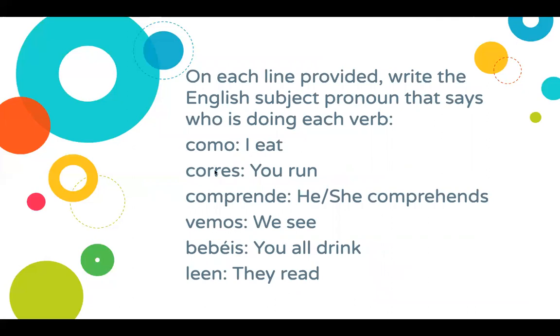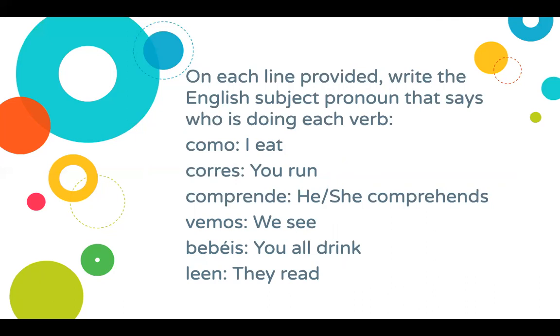Your answer should look like this. Como ends in O, which is the yo ending, so you know como means I eat. Corres ends in es, which is the tú ending, so it means you run. Comprende ends in an e, which is the ella or usted ending, so this means he or she comprehends or understands.